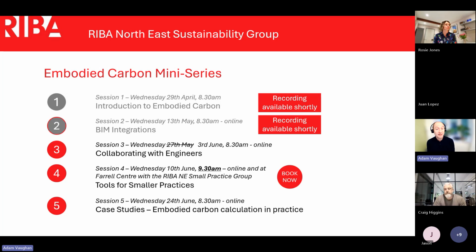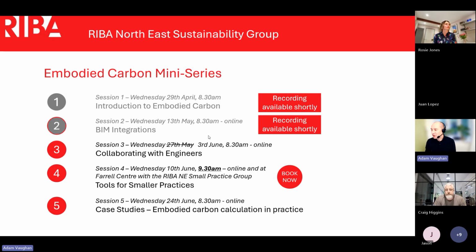And we're going to be looking specifically at tools for smaller practices. So tools that practices can use to calculate embodied carbon. So do have a look on Eventbrite for that. We'll put a link in the chat, and there's a slide at the end where I can show you.